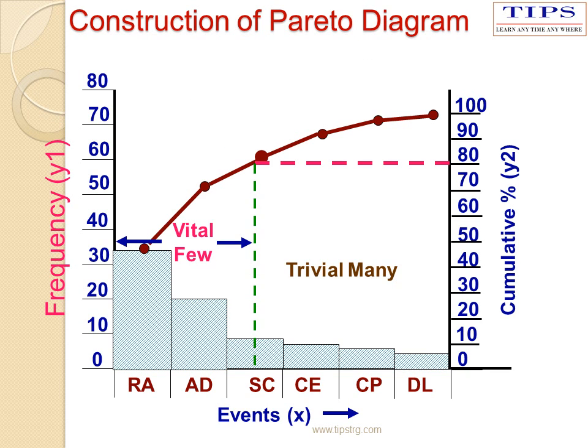Now, draw a horizontal line from the 80% point of y2 which will intersect the line chart. This line is represented in pink color. Now, at the point of intersection, draw a vertical line which will intersect the x-axis. This line is given in green color. The left hand side of this green line represents the vital few defects, which in real terms are the important ones for which we have to carry out further analysis.